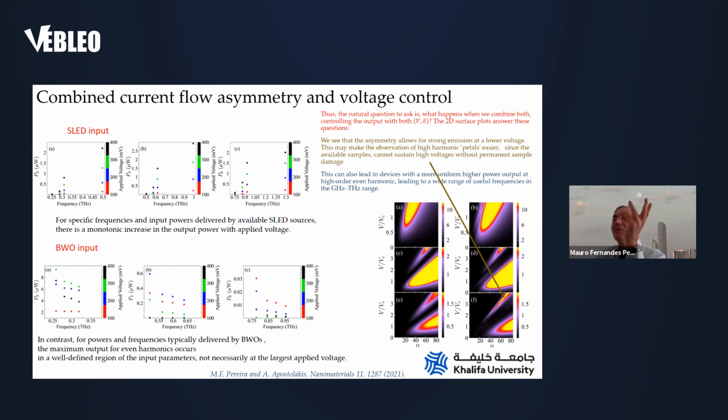you see that some devices should operate very differently for their characteristic frequencies. For example, for the frequencies we currently have on BWOs, you see that the voltage doesn't help you too much because we are in these regions here. And the most interesting, if you look at this picture here, this is the power output with both voltage and increasing breaking of symmetry. It means that we can have higher power in even harmonics with less voltage applied. So it's a good combination because we know that we can't apply too much voltage without breaking the sample.